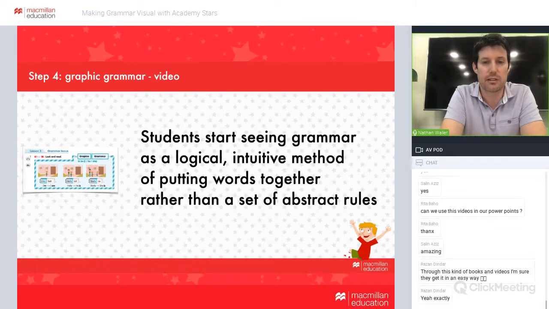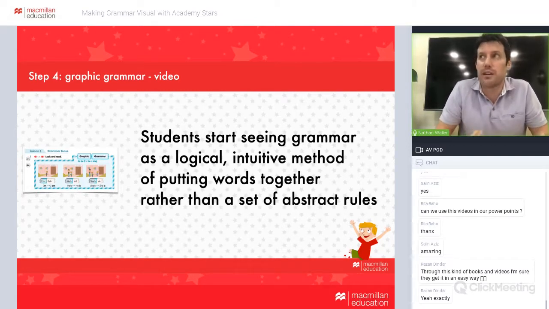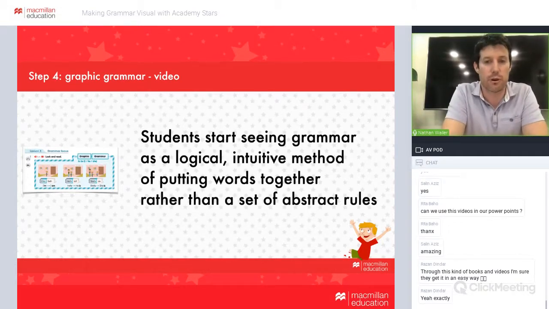Yeah, they start seeing it as logical, intuitive, and a way of putting words together. But they still need a lot of exposure to the spoken language first. So do a lot of prep work, get them to speak a lot, do a lot of interactional activities, make that into a game as well: stand up and say, I'm something, or stand up and say, he is something. Yeah, get them to interact with each other. You can do a lot of fun games and group work.